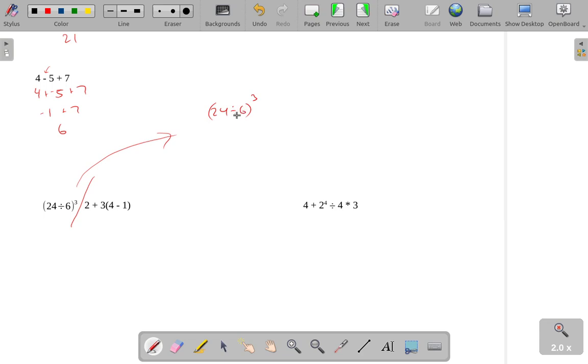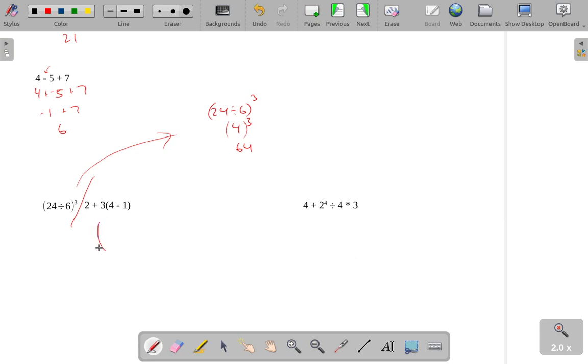So there's 2 operations here, division and exponents. The division is on the inside of the parentheses, so I need to take care of that first. 24 divided by 6 is 4. So then I end up with 4 cubed. You can put the parentheses or not, it doesn't really matter. 4 cubed is 64, so that's a pretty quick problem.